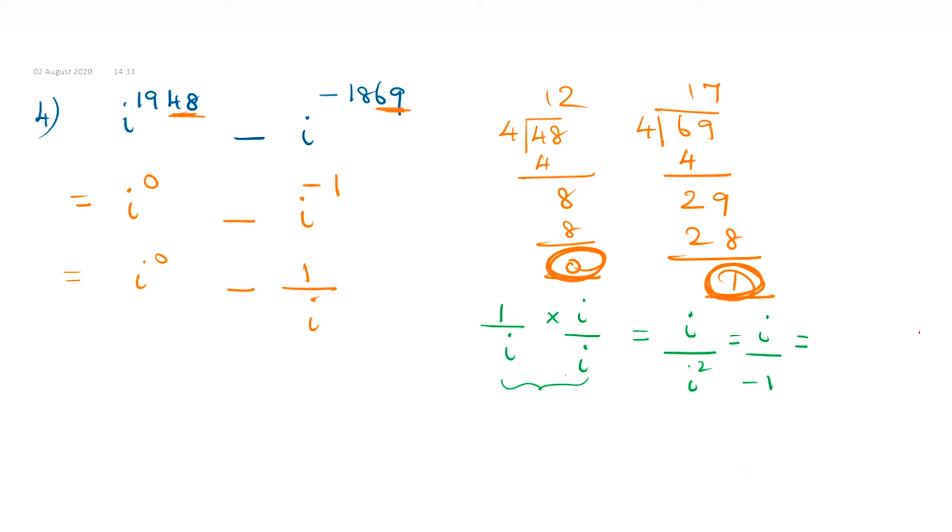So the value of i square is minus 1. So I will be getting minus i. So this is equal to i power 0 is 1 minus, what is 1 by i? That is minus i. So I will be getting 1 plus i. So this is the answer.